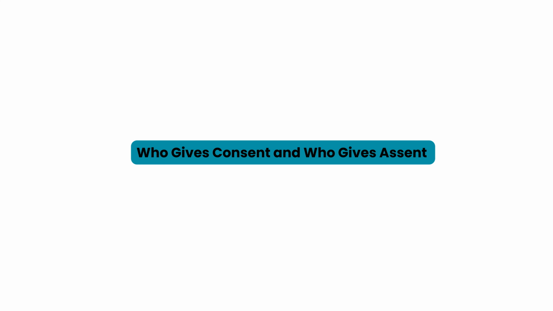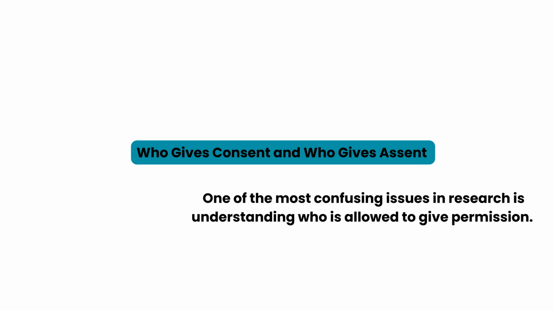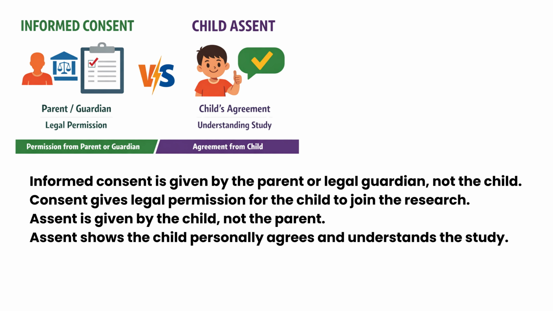Who gives consent and who gives assent? One of the most confusing issues in research is understanding who is allowed to give permission. Informed consent is given by the parent or legal guardian, not by the child. This consent gives legal permission for the child to be included in the research. Assent is given by the child, not the parent. Assent shows that the child personally agrees to take part and understands the study at their level.